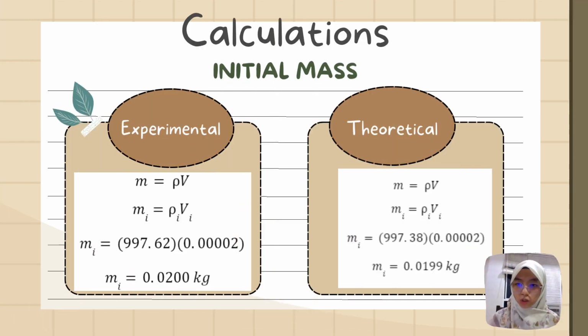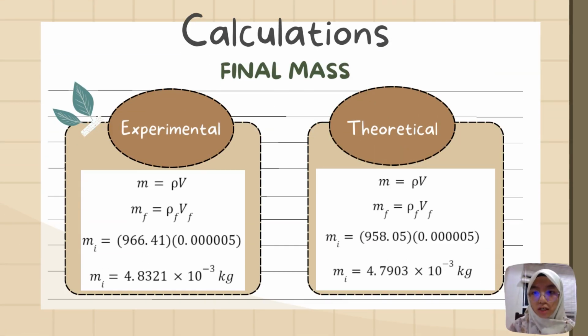Next, going into the essential part of this presentation is the calculations. For the initial mass, we divided it into two parts, which is the experimental and also theoretical. This is to find the initial mass of the water. As you can see here, we are using the formula mass equals density times volume.